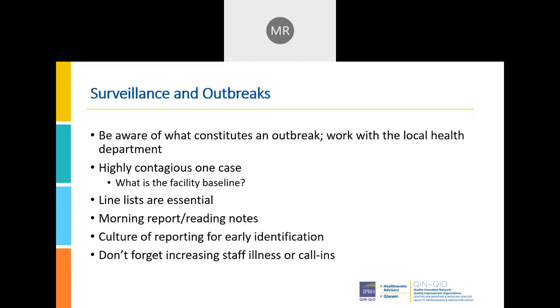So highly contagious is one case. And then there are things like maybe you normally have 2 UTIs, and then on this unit you have 10. So is this an outbreak that you need to consider? Do you need to take a look at this and do some investigating?